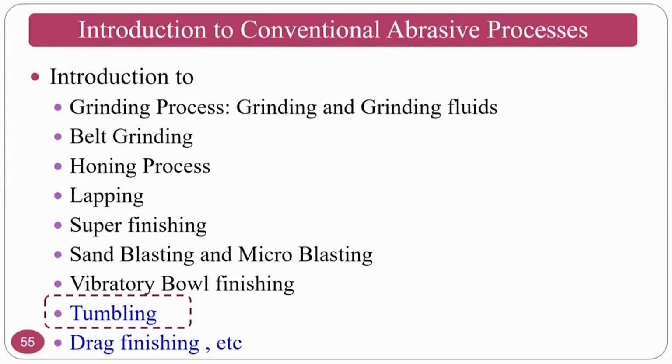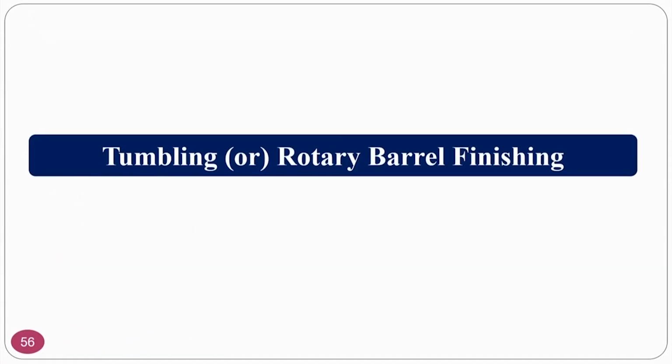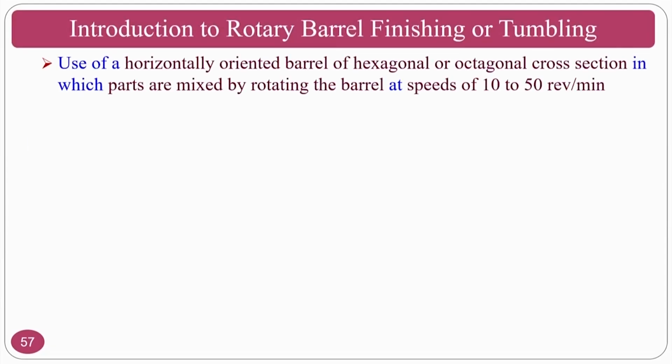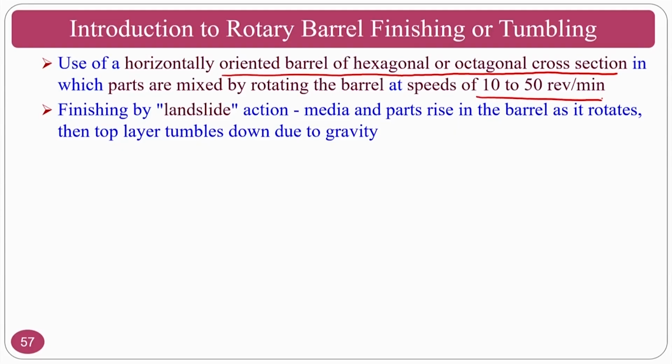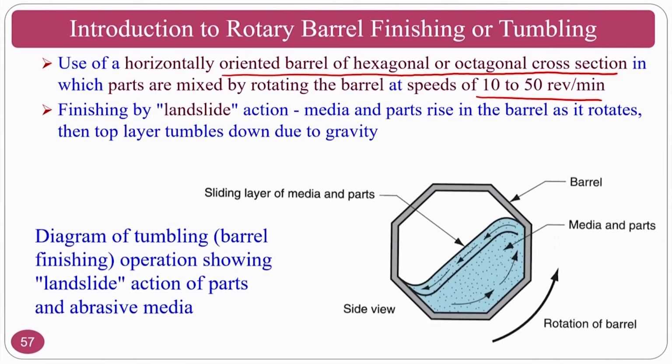We are now going to see the tumbling process. The other name for the tumbling process is the rotary barrel finishing process. In the introduction to the rotary barrel finishing process or tumbling process, it uses a horizontally oriented barrel of hexagonal or octagonal cross section, in which parts are mixed and the barrel is rotated at speeds normally of 10 to 50 revolutions per minute. Normally this finishing is done by landslide action.